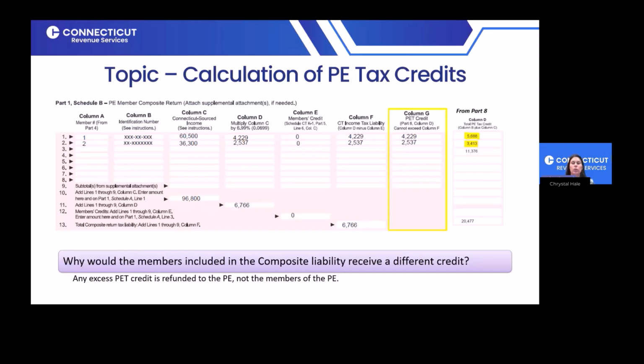$4,229. I'm sure you're all saying, wait a minute, where does that extra credit go? So any excess PET credit, so the reason we have an excess is because we had a loss that offset our income. So any excess PET credit is refunded to the PE filing the return, not to the members of the PE. So all of the members have just had their 6.99% liability paid for.